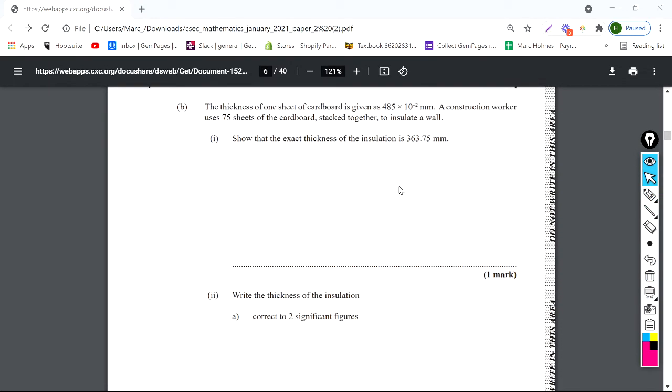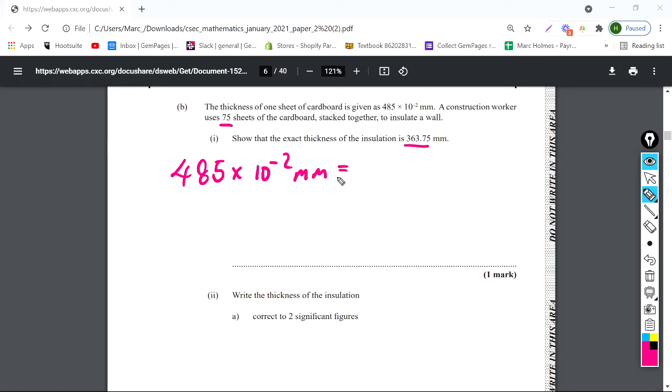All right, guys, this is a unique question. It says here, the thickness of one sheet of cardboard is given as 485 times 10 to the minus 2 millimeters. And it says a construction worker uses 75 sheets of the cardboard stacked together to insulate a wall. So it says show that the exact thickness of the insulation is 363.75.